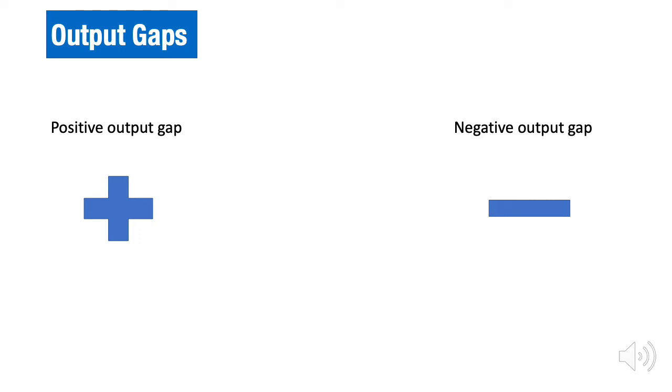Now, with these two concepts, what's central to your understanding is with a positive output gap, we are thinking that the economy is growing above the trend rate of growth. And with a negative output gap, the economy is growing below its trend rate of growth.